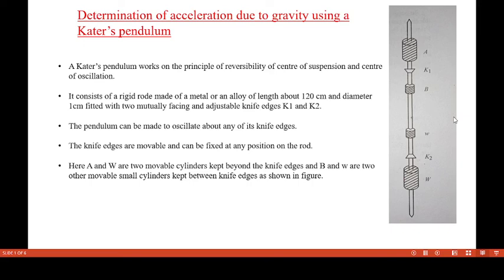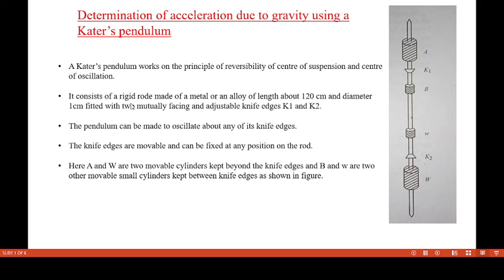So in the last class we have seen the compound pendulum and the bar pendulum, which is a case of compound pendulum. Again, today we will see Kater's pendulum, which is also a compound pendulum. Now a Kater's pendulum is shown in this figure and it works on the principle of reversibility of center of suspension and center of oscillation. You've already seen this in the last class, and we've applied this in the case of the bar pendulum.